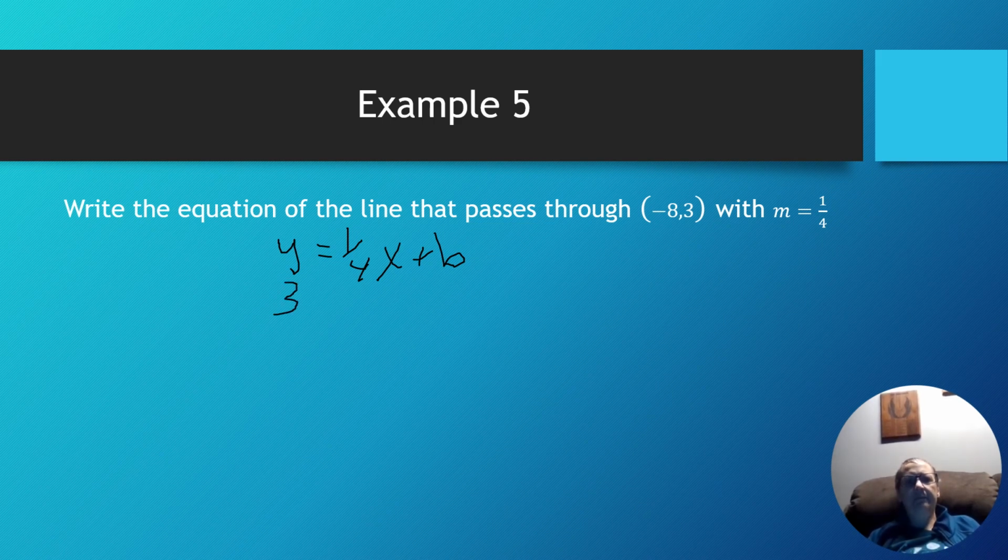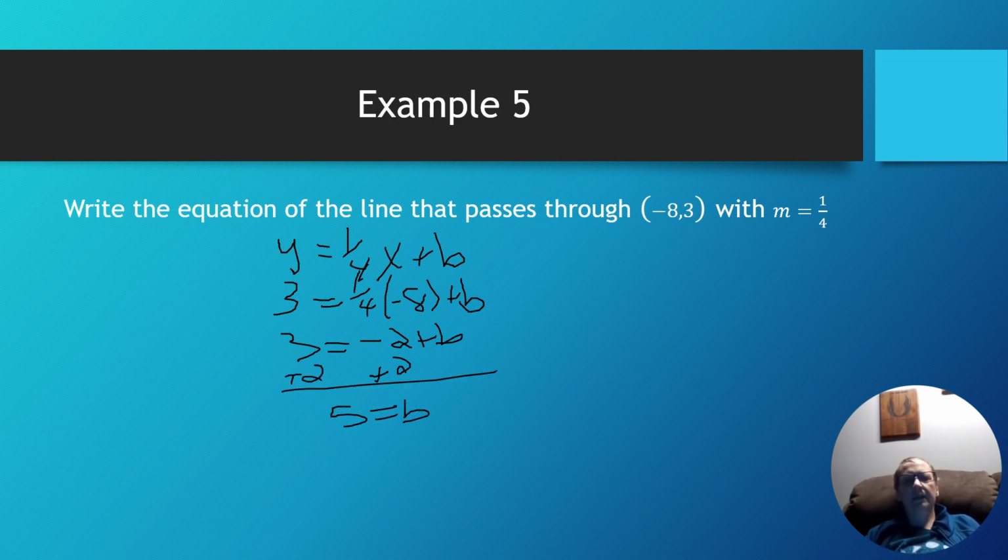So y is 3, x is -8, 1/4 of -8 is -2. Add 2 to both sides. I get 5 is b. And then again, I rewrite my equation at the end. Y equals 1/4 x plus b, which is 5. And there we go. That's it for that.